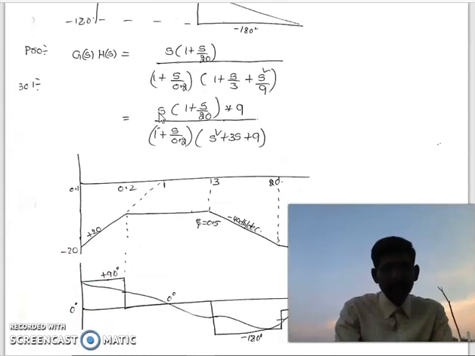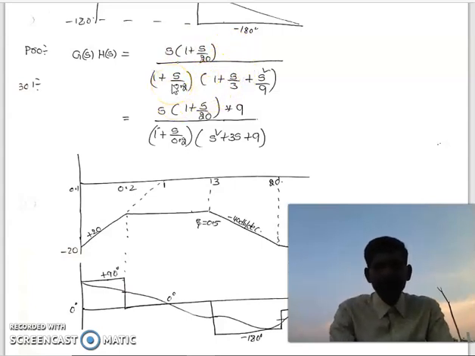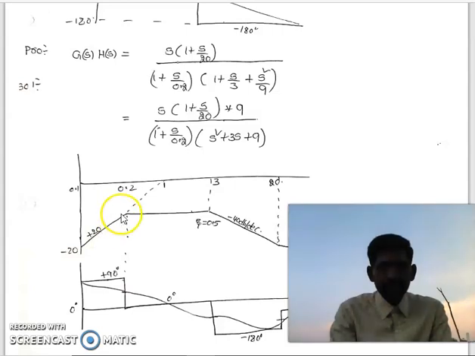Now the next problem is G(s)H(s) equal to this, which they have given. To draw the Bode magnitude plot, first we need to check whether there are any poles and zeros at origin. One zero is present at origin, so plus 20 dB should be the initial slope. The next corner frequency is 0.2, and at 0.2 there is a pole.